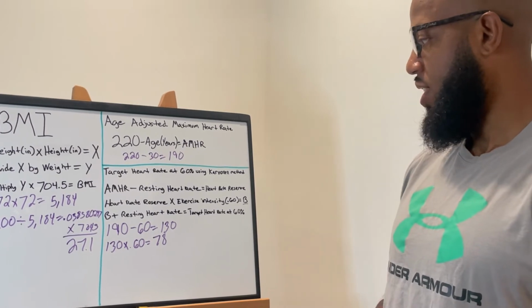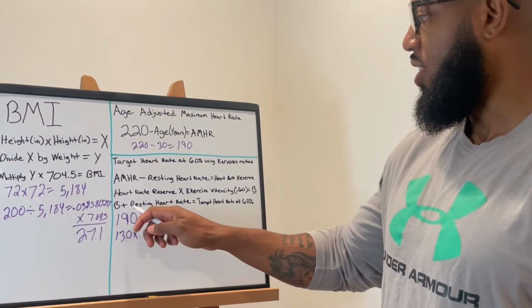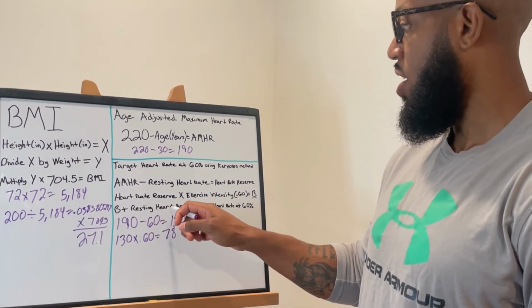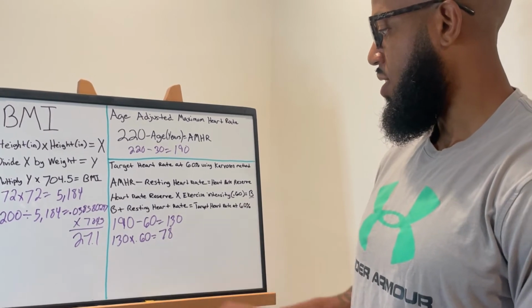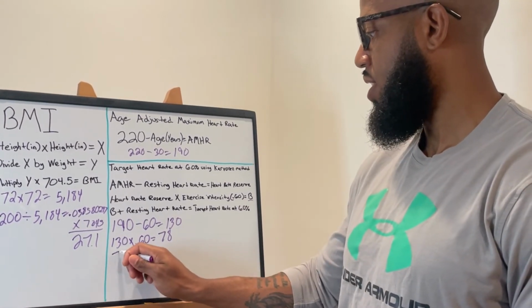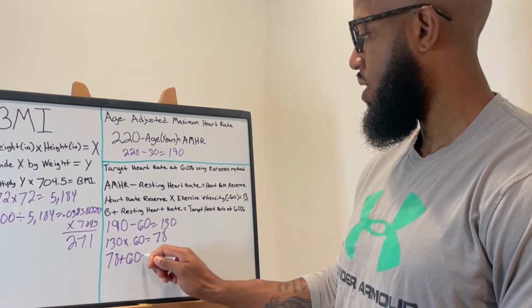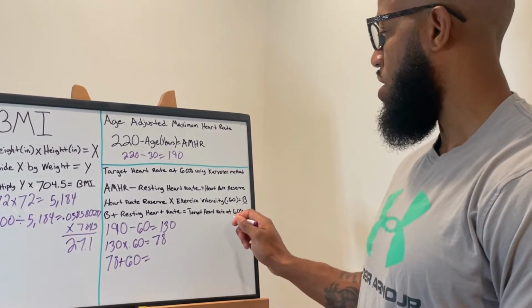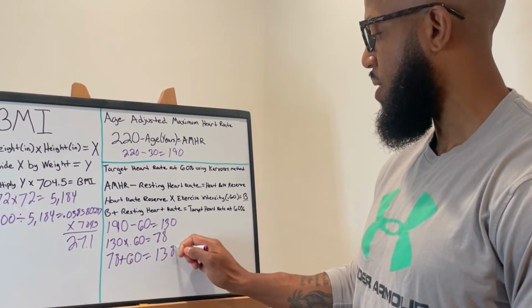Lastly, we're going to take that answer B of 78, and then we're going to add it back into our resting heart rate. Our resting heart rate is 60. So we're going to take 78 and we're going to add it back into our resting heart rate of 60. And that's going to give us our target heart rate at 60%, which is going to be 138 beats per minute.